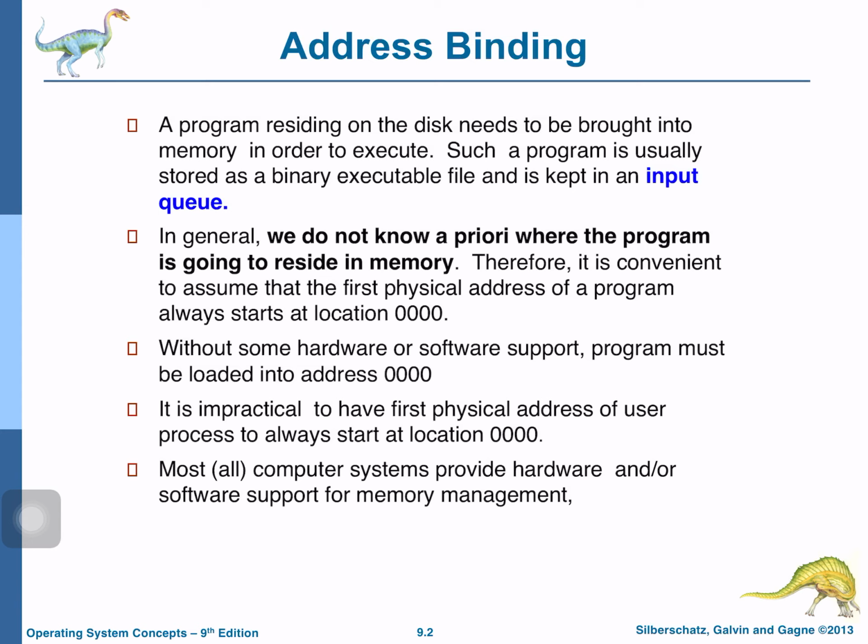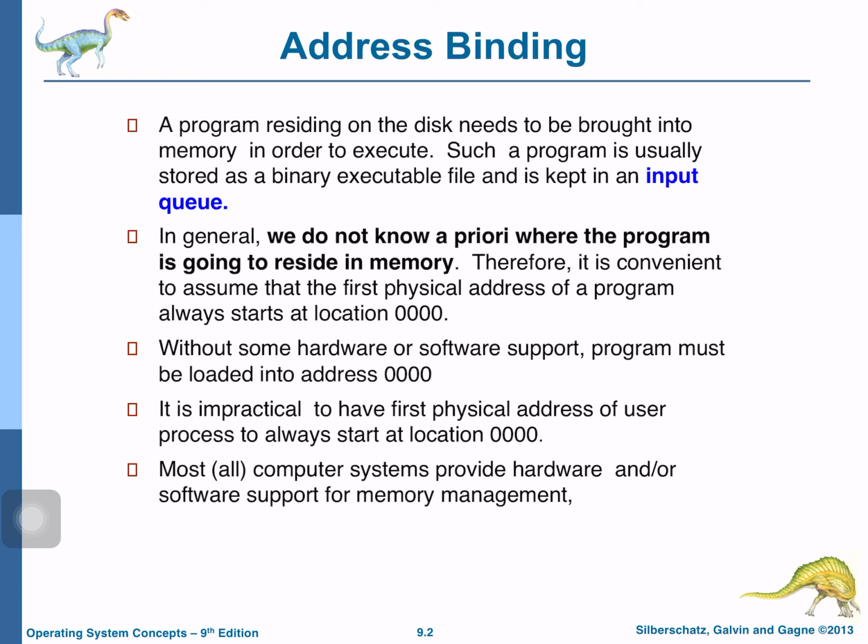In this second part of memory management, we'll be looking at address binding. Okay, so now we know that a program residing on the disk needs to be brought into memory in order to be executed. Normally such a program is stored in a binary executable file and is kept in an input queue. In general, we do not know where the program is going to reside in memory.